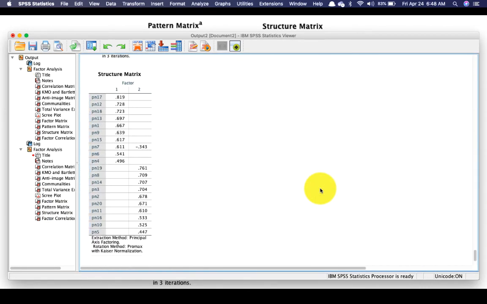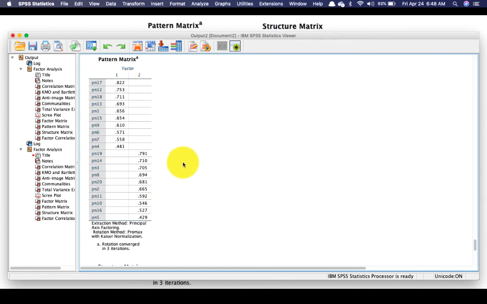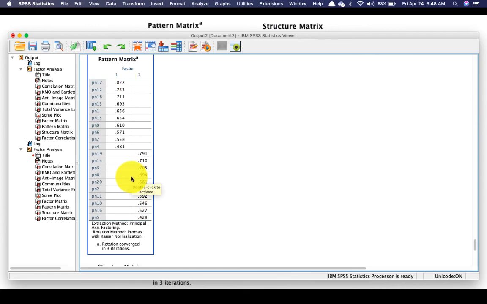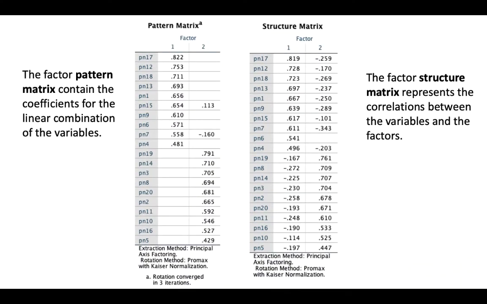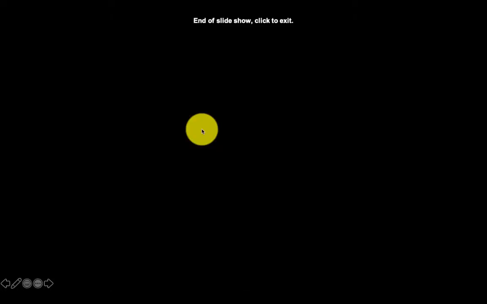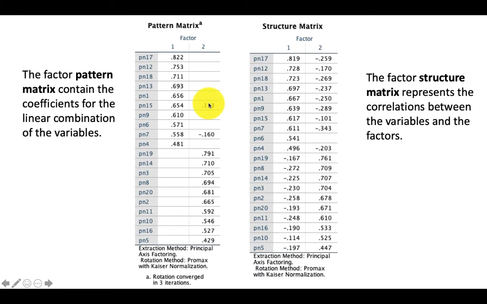So you can have a look at the pattern matrix. You see, it's loaded nicely. This one is not loaded nicely because when I took the screenshot, I did not suppress values less than 0.3. I suppressed values less than 0.1. That's why it shows a cross loading over here. Actually, it loaded very nicely on factor 1 and it loads very nicely on factor 2.